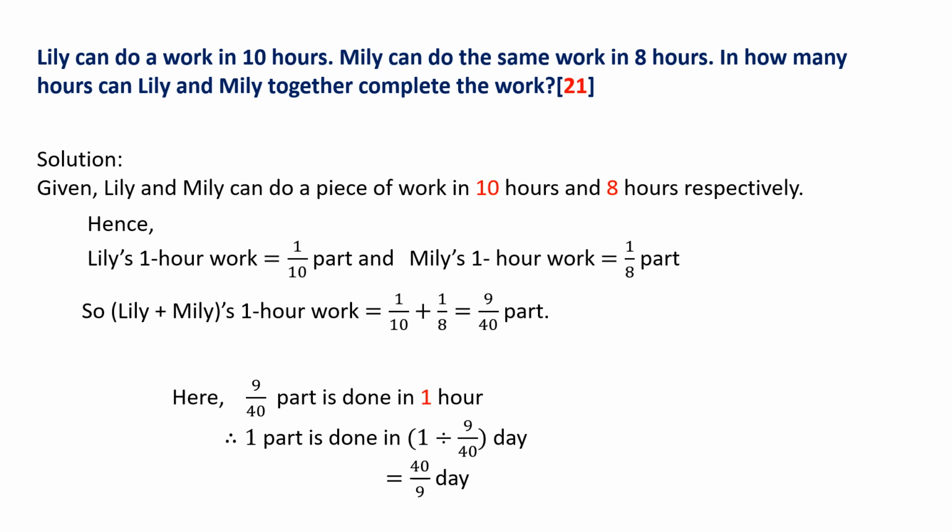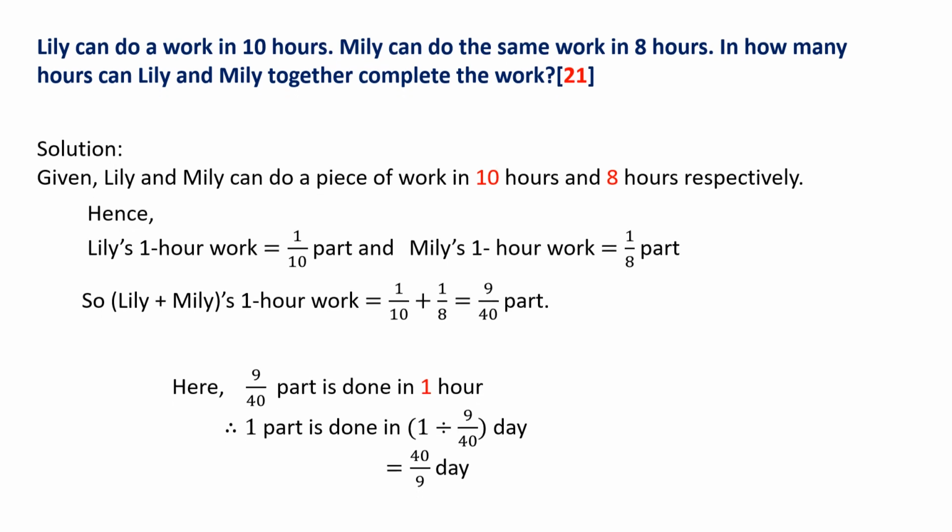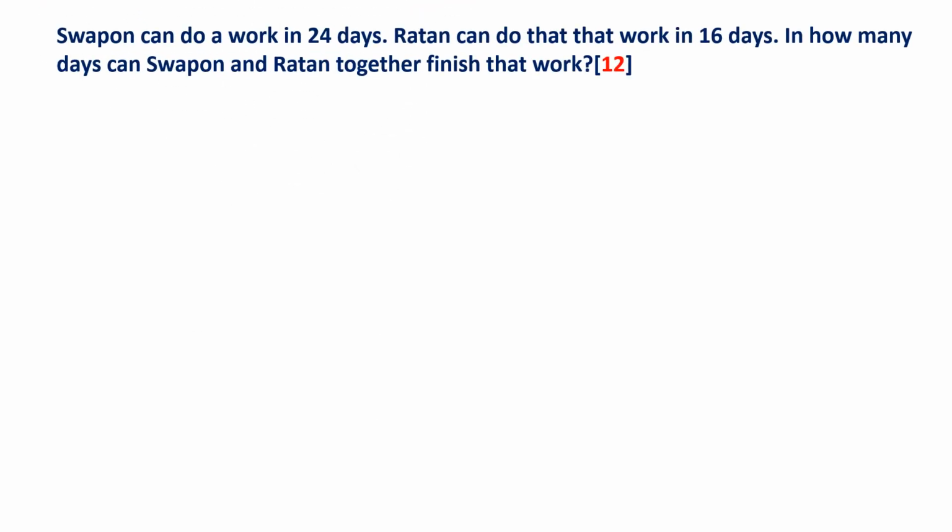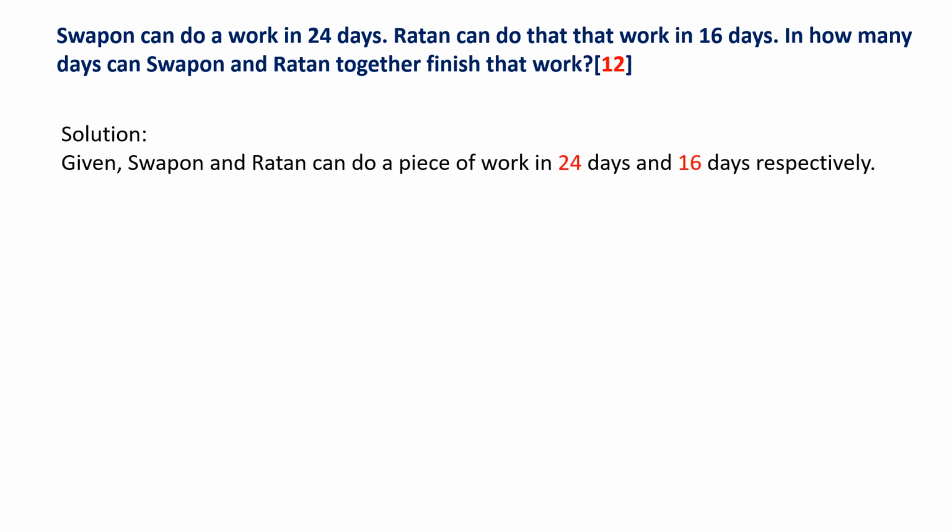Let us see our next problem. Chopin can do a work in 24 days. Ratan can do that work in 16 days. In how many days can Chopin and Ratan together finish the work? This is problem number 12 from your textbook. Chopin can do it in 24 days, so let us see Chopin's capability first.